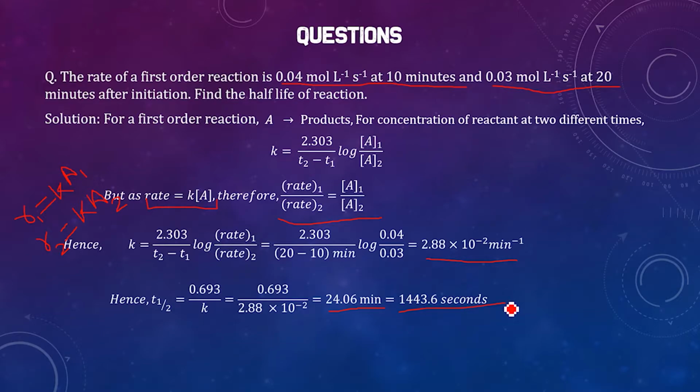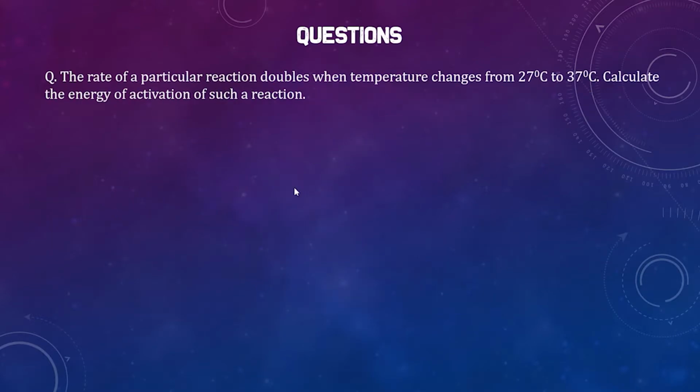Okay. So this was that question. And is it clear? You should understand this is the rate of the reaction at 10 minutes and the rate of the reaction at 20 minutes. So we have to interchange this concentration with the rate. Got it? Now the next question.